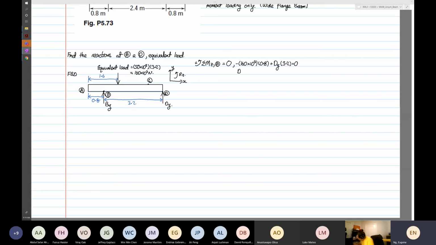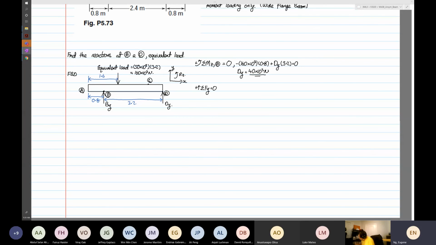Therefore, you find that Dy is equal to 160 times 10 power 3 times 0.8 divided by 3.2, which is equal to 40,000. So 40 times 10 to the power 3 Newton. Then we have summation of forces in the y direction is equal to 0. Why do we do this? Because we need to find By. And we can get the answers for all this because this structure is known as statically determinate. If the structure is not statically determinate, then we have to use deflection, which I have not taught you yet. That will be after your term test.